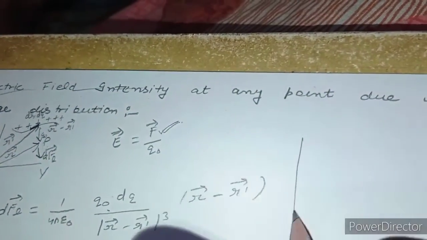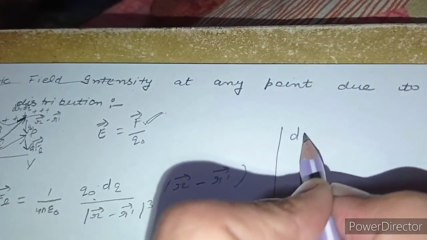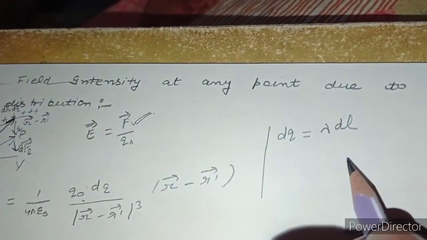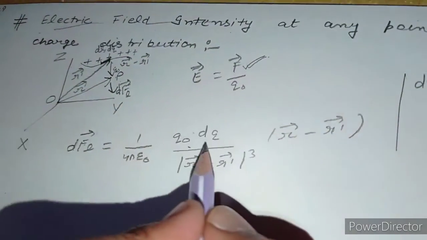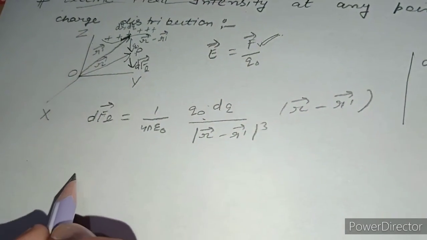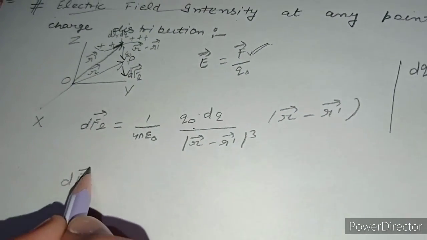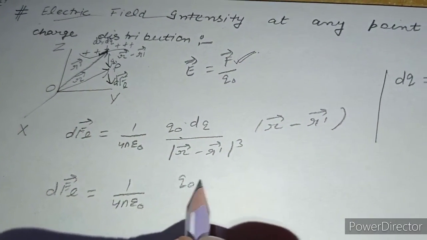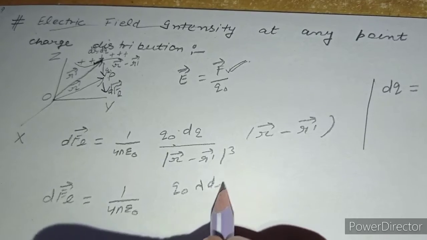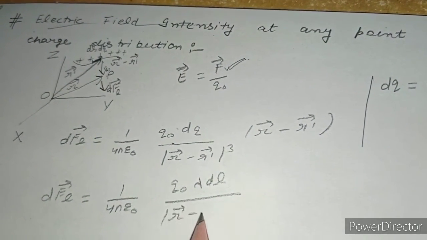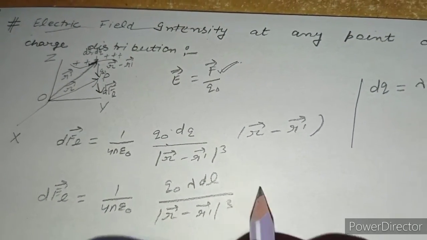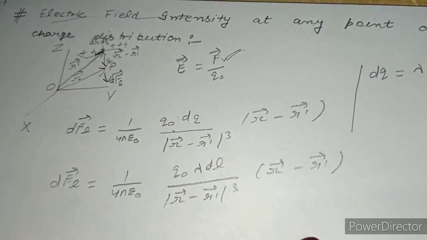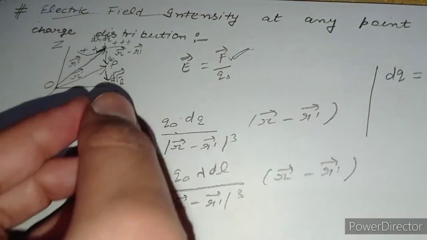Also you know that in linear charge distribution dq is equal to lambda dl. So put the value of dq here. You will get dF_L equals 1 by 4 pi epsilon naught q naught lambda dl over the magnitude of r vector minus r dash vector cubed, times r vector minus r dash vector. Clear? This is the expression for the force due to the small element.